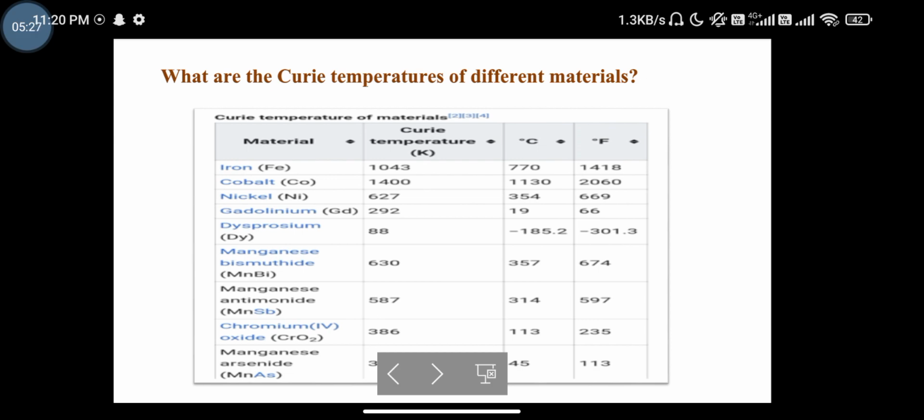Dysprosium is about minus 185.2 degrees Celsius. Manganese bismuthide is 357 degrees Celsius. Manganese antimonide has 314 degrees Celsius. Chromium oxide has 113 degrees Celsius, and magnesium arsenide has 45 degrees Celsius.